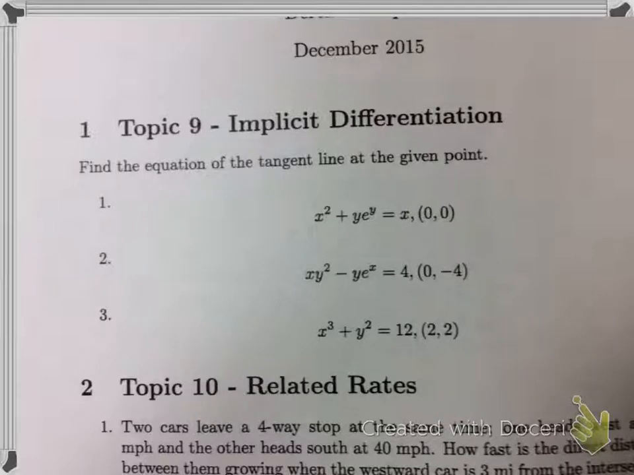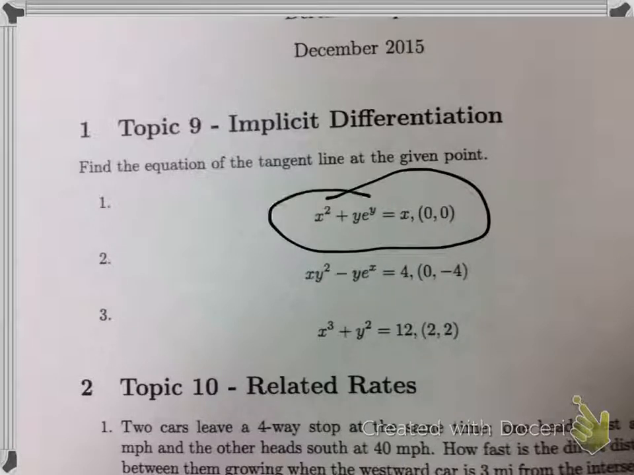Dr. Thompson here. I'm going to review exam 4 for 145. I'm going to start with these implicit differentiation problems that you can see here on this sheet. I'm going to start with this one. So this is x squared plus y e to the y equals x. And we're going to find the tangent line at 0, 0.